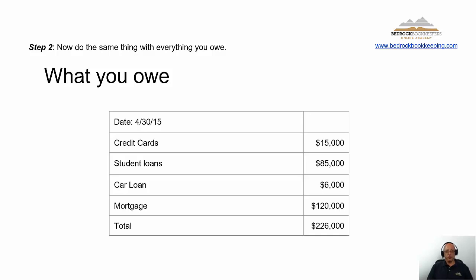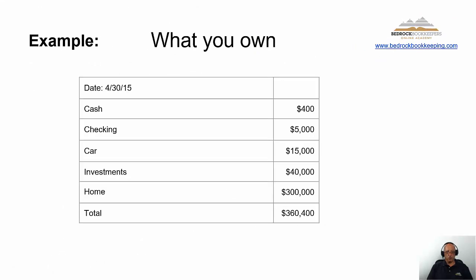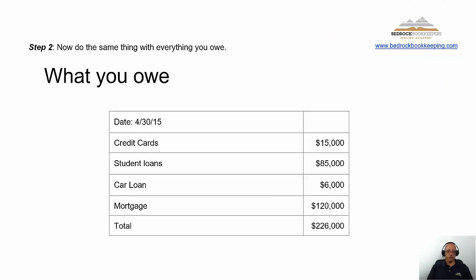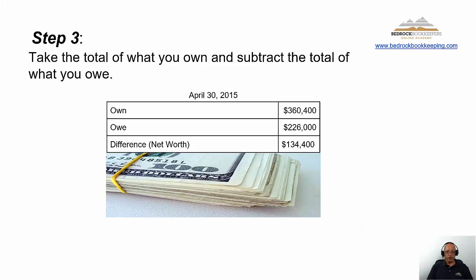Now step 3 is you are going to take the totals. Let's go back to what you own. You're going to take the totals, $360,400 versus $226,000, and we're going to summarize that. And we're going to summarize it in this fashion. What we own minus what we owe is what we call our net worth. So on April 30th, this individual's net worth was $134,400.